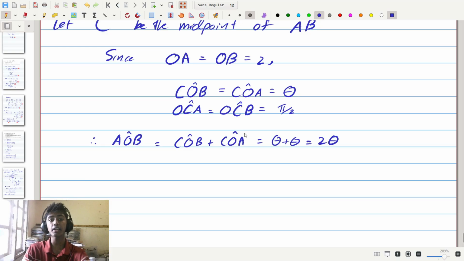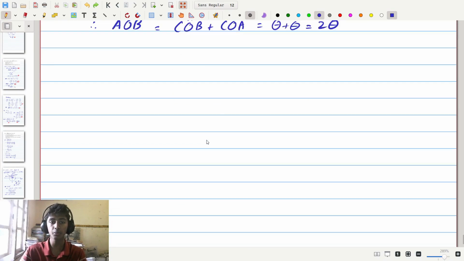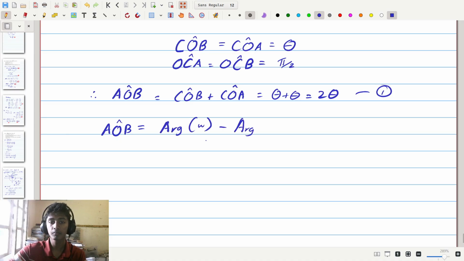So now, if we consider the angle AOB, this angle is the difference of this angle and this angle. So we can say that AOB is equal to the difference of this angle, which is the argument of W, minus this other angle, which is the argument of Z. So we can go down here and say, let's call this point number 1, we could also say the angle AOB is equal to arg W minus arg Z, from the diagram. From the diagram, we know it's the case.